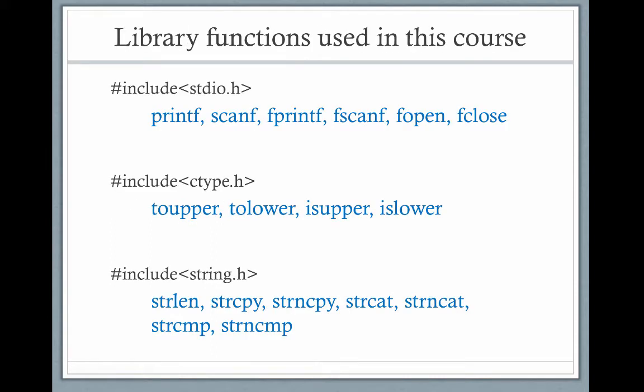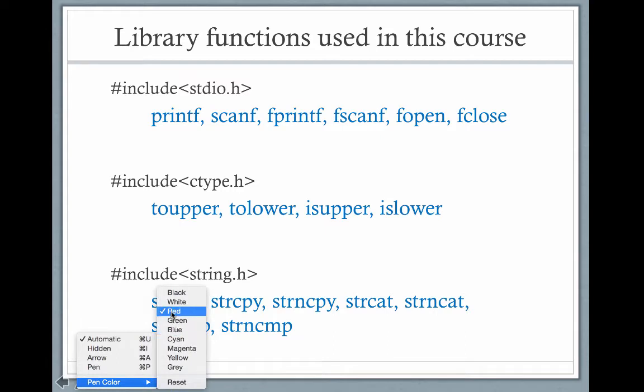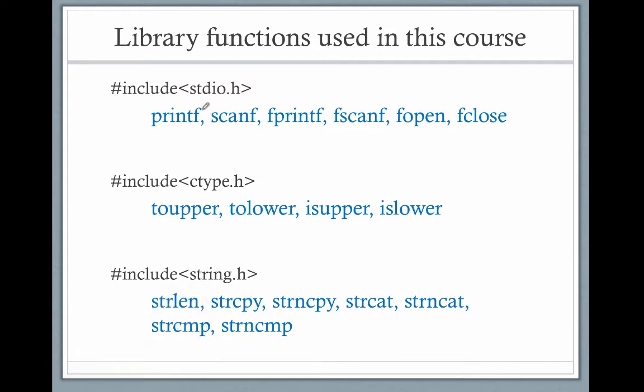The library functions that we will be using in this course are from stdio.h. We have this library that we've already been using, and we've already used printf and scanf, to print to the screen and scan in from the keyboard. We will also be using these functions: fprintf, fscanf, fopen, and fclose, which will be used for file processing. We have not started doing file processing yet, but we will be doing that soon.